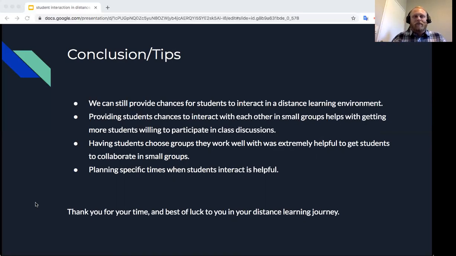Another thing we found out was having students choose groups that they work well with was extremely helpful. Having people they felt comfortable with talking about their mathematics and struggle with was one way that they started collaborating more in those small breakout rooms. And lastly, planning specific times and areas where you want students to be interacting is extremely helpful. So making sure you know when and where you want those interactions to happen.